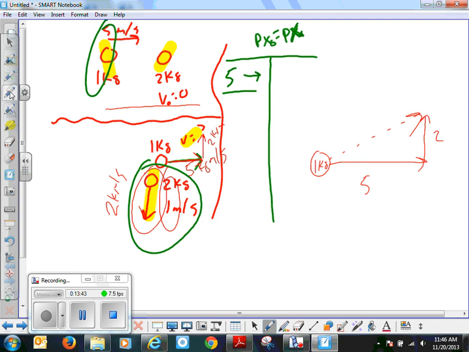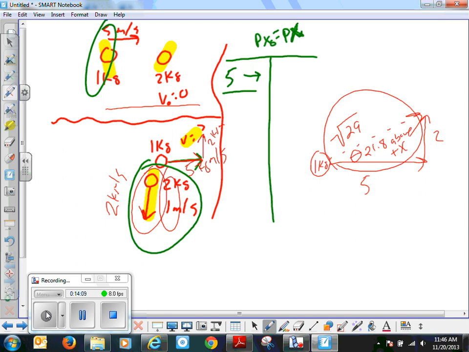So now we can figure out the actual momentum. A squared plus b squared equals c squared. So the actual momentum is the square root of 29 at an angle of 21.8 above positive x. Okay, but we're actually looking for the velocity, right?